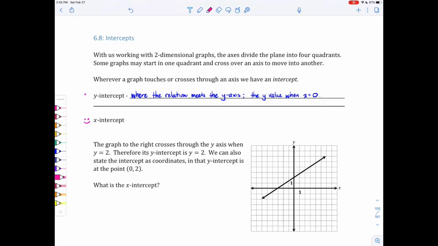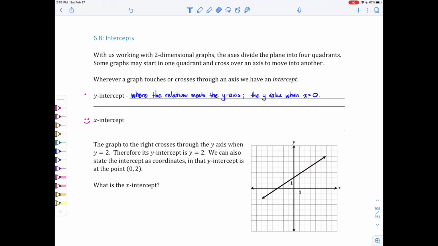And we can see that if we're looking at this graph. This is my x-axis. My y-axis occurs along this line. And the value of x at any single point on that vertical line is 0. So a y-intercept occurs when x is equal to 0. Key point.